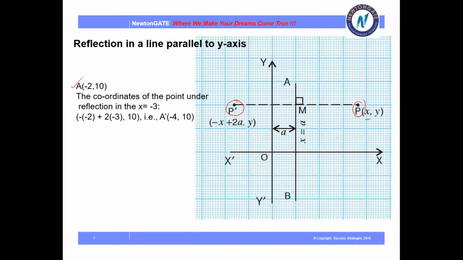Now, the point A minus 2 comma 10 is reflected on the line x is equal to minus 3. When reflected in this line, the point A dash has x value minus of minus x plus 2 into a. So minus of minus 2 plus 2 into minus 3 gives you minus 4, and the value of y remains the same, so 10. So the point A minus 2 comma 10, after reflection, becomes minus 4 comma 10.